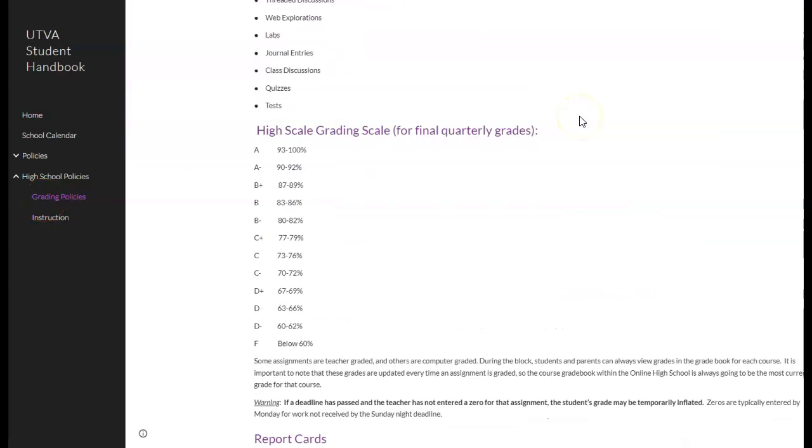Scroll down, and here, this is the key thing. These are the percentages you need in order to get a particular grade. So it looks like your grade is dependent on the percentage. So we're going to need to figure out how to calculate the percentage of your points, and that will determine your letter grade.